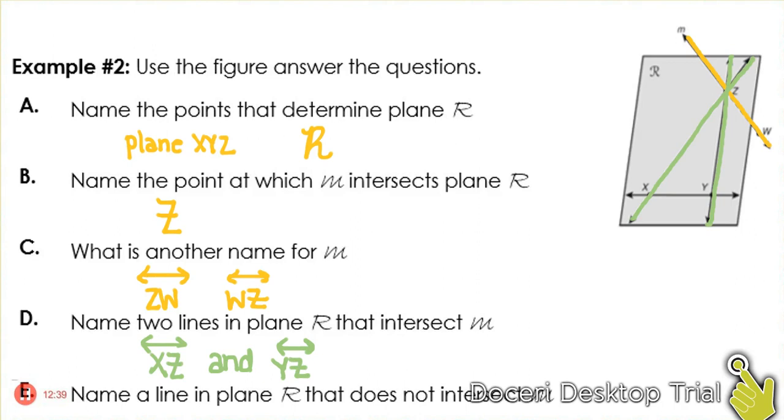And then the last question is name a line in plane R that does not intersect M. So I want to know what line does not intersect that yellow line. And the only line that does not intersect that yellow line would be the line at the bottom, which is line XY, or you could also name it YX. And I need my arrows at the top to indicate that's a line and not a segment.